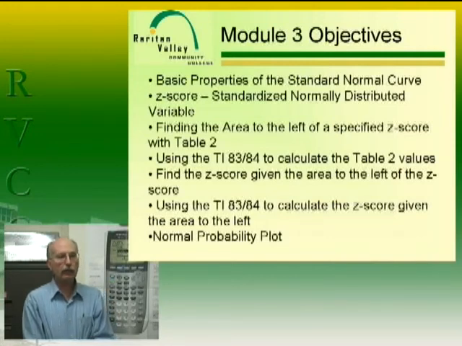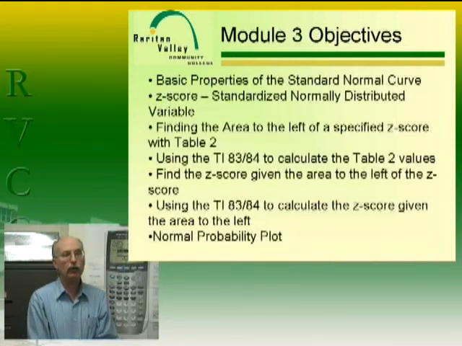We then did the opposite. We took the area to the left of the z-score, and we looked up the z-score in table 2, and we did the same thing on the TI-83/84 using the inverse normal function. We looked at percentiles for normally distributed variables, and we looked at the normal probability plot. So that pretty much summarizes what we did in this module.